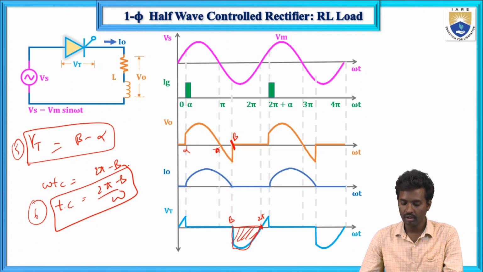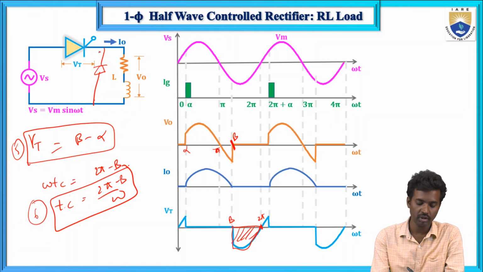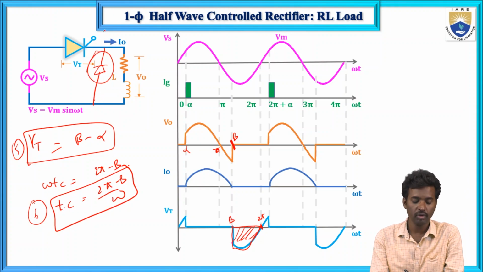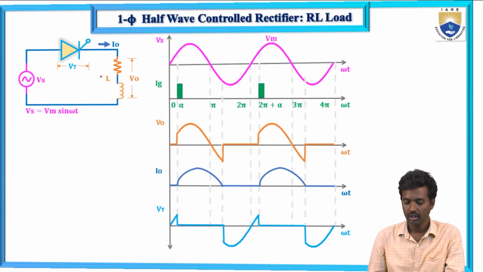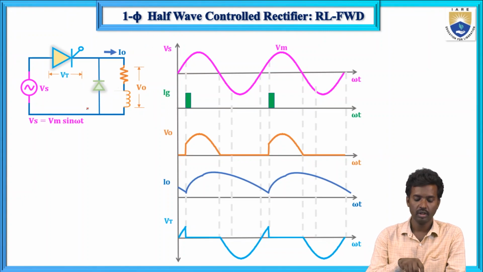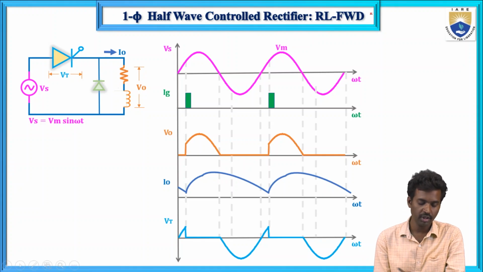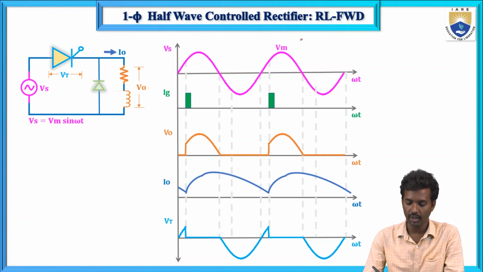Now another thing is, if you connect one diode across this, what are the main advantages that we will see here. So now single phase half wave controlled rectifier with RL and freewheeling diode. Vs equals to Vm sin omega t, we are applying this one. So what will happen if you connect the freewheeling diode? The main advantages of the freewheeling diode are as follows.